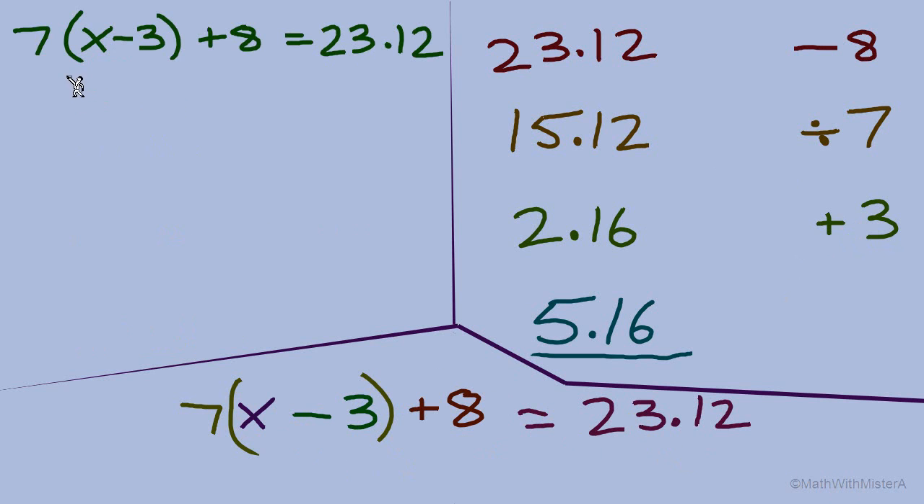So I've rewritten that equation up here, and again, we see what operations are happening to the variable x. We see first we would subtract 3, then multiply by 7, and then add 8. So we need to undo each of these steps starting with the add 8.